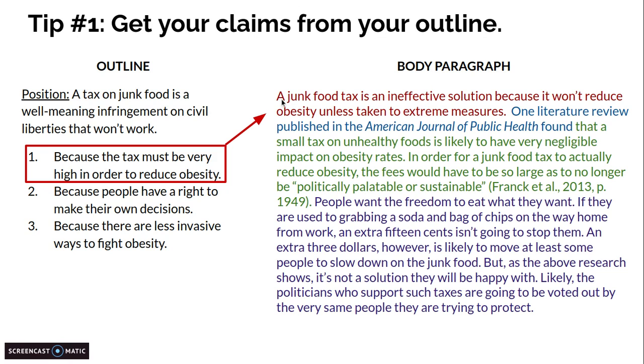So notice the topic sentence, right? A junk food tax is an ineffective solution because it won't reduce obesity unless taken to extreme measures. The wording isn't exactly the same, and that's okay because your outline was just a planning tool. But the point is, you did all this planning for a reason. So don't hem and haw over what your claim should be. Just look at your outline, right? In general, you're going to have at least 1 paragraph per claim. Sometimes you might spend 2 paragraphs on the same claim, and that's okay. It just depends on how much evidence you have and what you want to say. But when you're trying to figure out what your claim should be, just look to your outline.